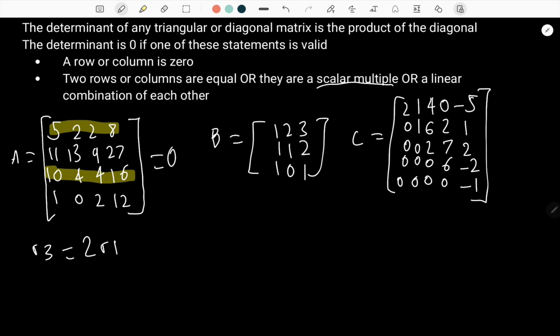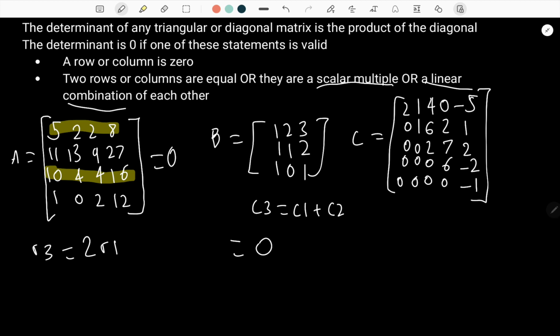And matrix B, you can again try and see. So here we have that the third column is equal to column 1 plus column 2. So column 3 is equal to column 1 plus column 2, which is this condition, linear combination. So that's why the determinant here is also equal to 0.